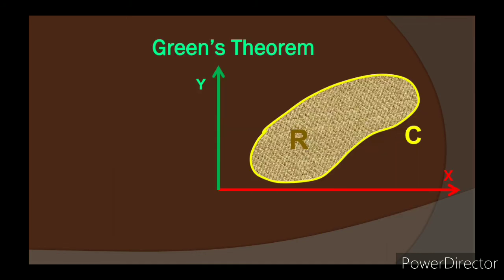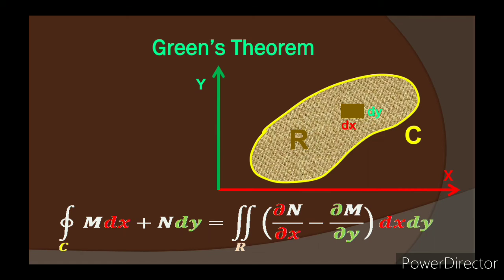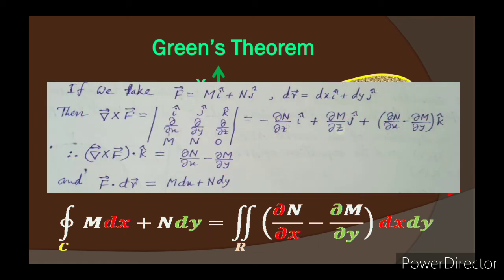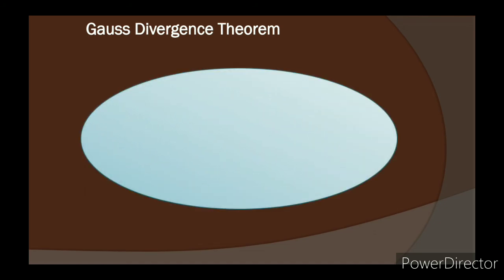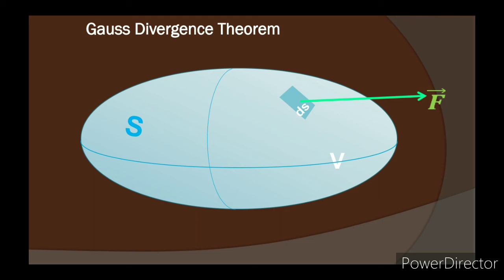Green's theorem is a particular case of Stokes theorem when the surface is assumed as a region R of the xy plane. Gauss divergence theorem. Let us consider a volume V bounded by a closed surface S. We take any point on the surface S and an elementary area ds at that point. Then, at that point, there is a vector f of the vector field.